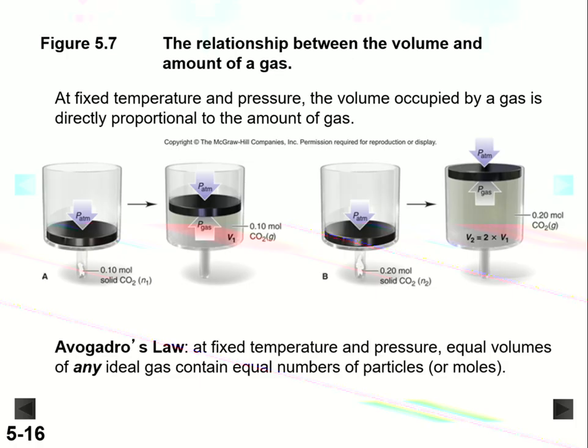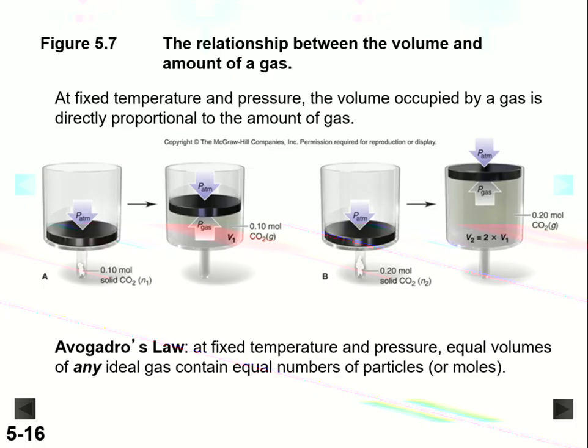The final relation we'll look at is the relation between volume and the amount of gas. This is sometimes called Avogadro's law. And very simply put, the more material you have, the more gas you have. And that probably is somewhat intuitive to you.